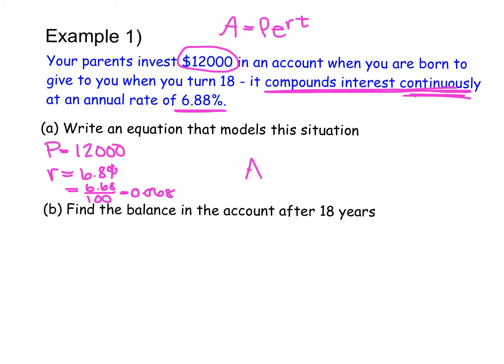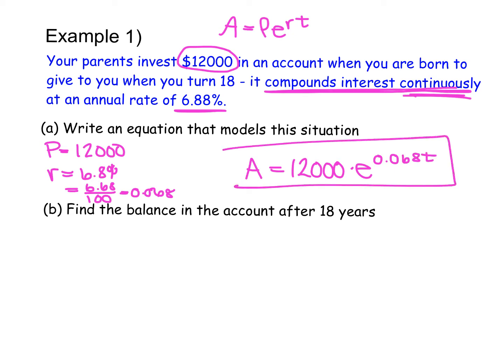So we have A, which is the amount that we're going to be calculating, is equal to our principal of 12,000 times the natural base E to the power of 0.0688 times T. So that is our equation that's going to be calculating how much money we have over time.